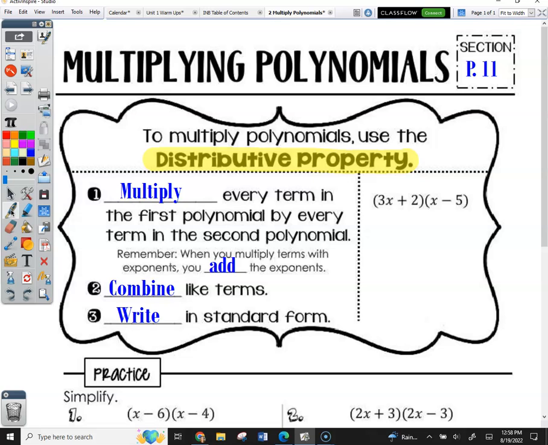Here's the instruction. Stay with me. You're going to multiply every term in the first set of parentheses by every term in the second set. Don't forget that when you multiply variables where you can see the bases, you end up just adding the exponents together. You don't multiply the exponents. Then you combine like terms, then you write in standard form.